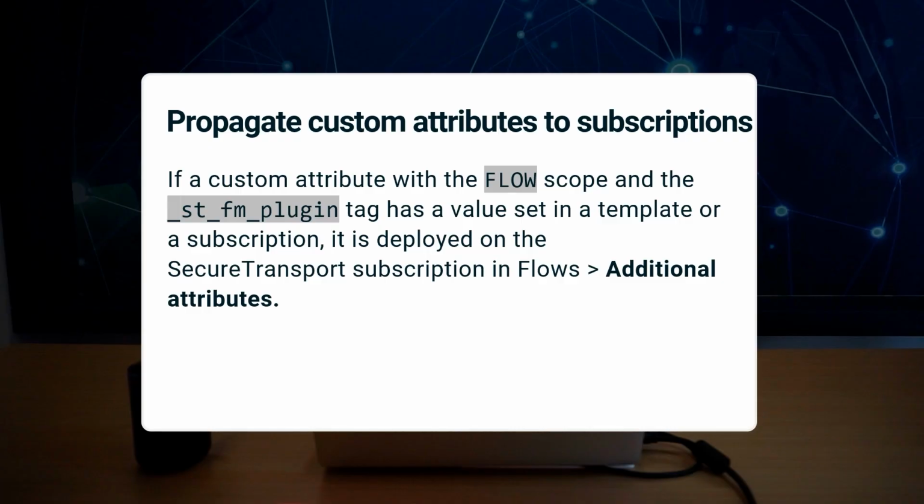As part of recent updates, we've introduced the ability to propagate Flow custom attributes on subscriptions. When a custom attribute with scope Flow and the tag STFM plugin has a value set in a template or a subscription, it is deployed on the SecureTransport subscription in the Flow's additional attributes.